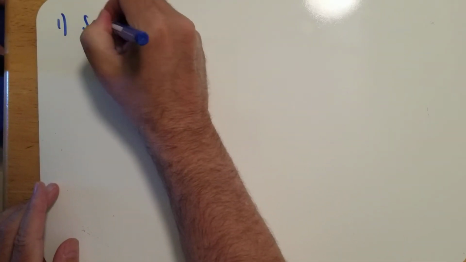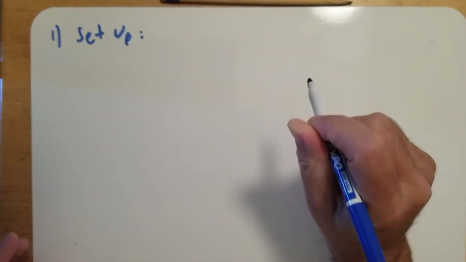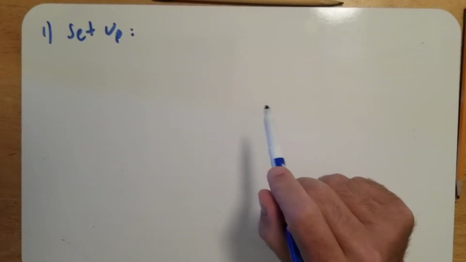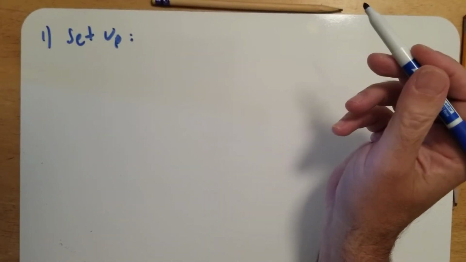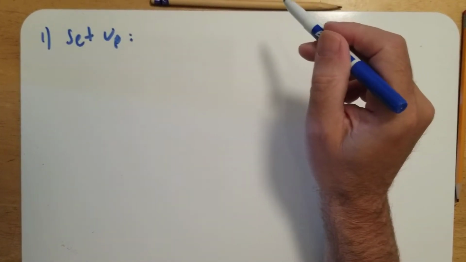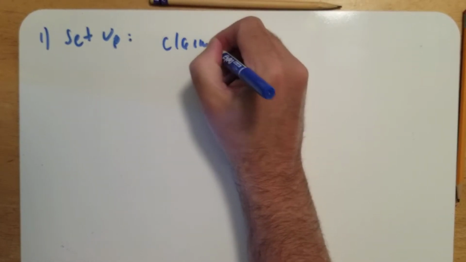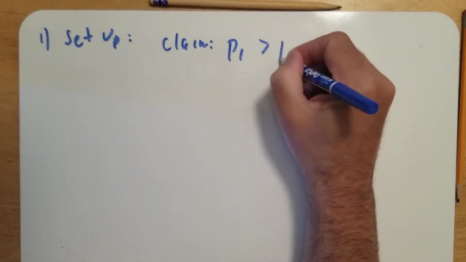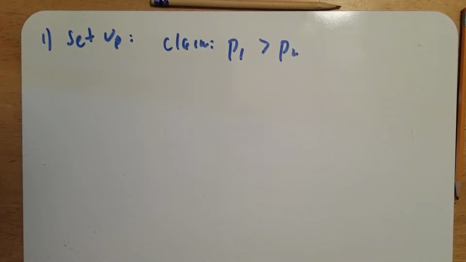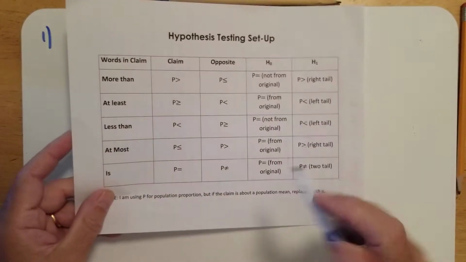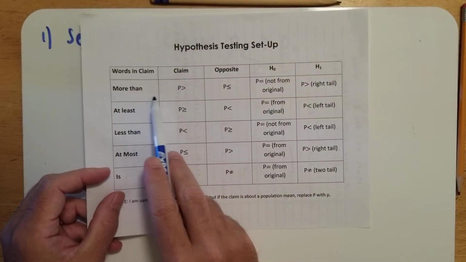So for the setup, it says that people see ghosts at a higher rate than UFOs. So if ghosts are at a higher rate, then P1, which represents the ghost, is more than P2. So the claim is P1 is more than P2. And once I get that going, I can use my setup chart, and I'm going to go to the more than row to get this set up.